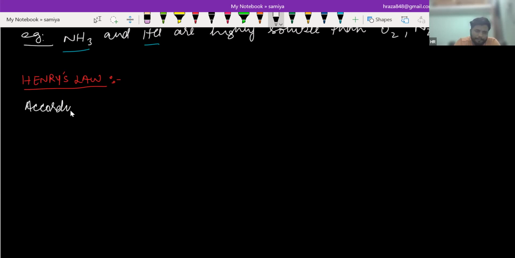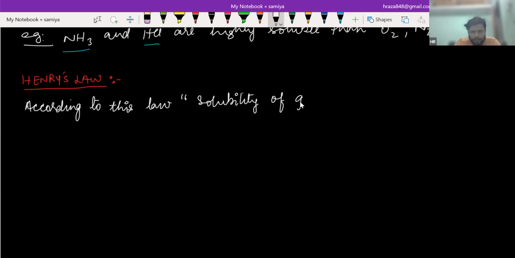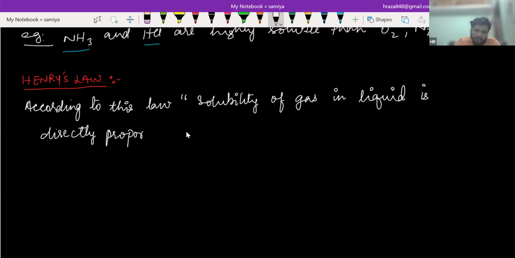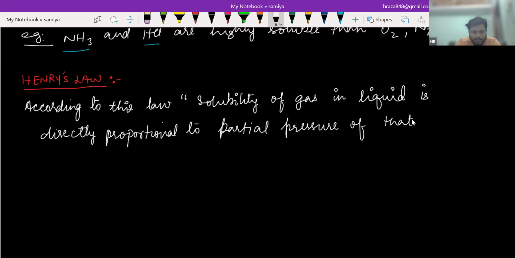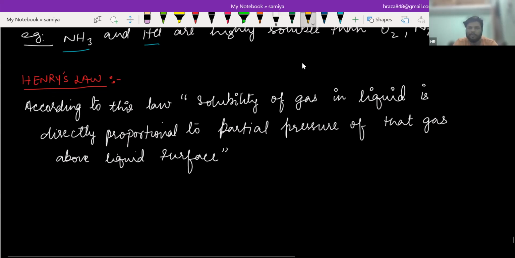According to this law, solubility of gas in liquid is directly proportional to partial pressure of that gas above liquid surface. Please write it and let me know when you are done with this.